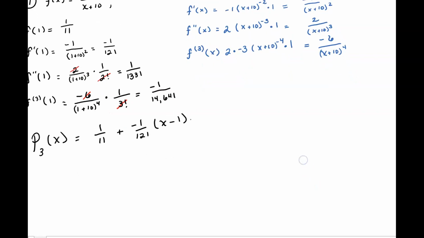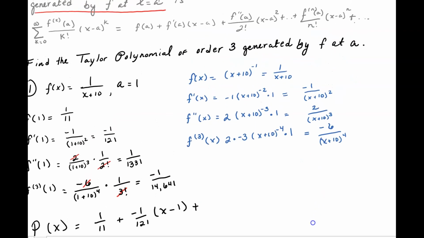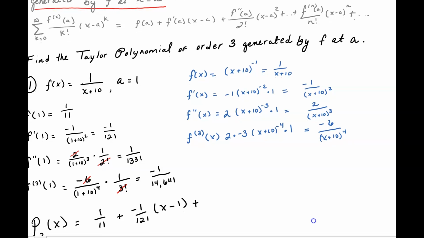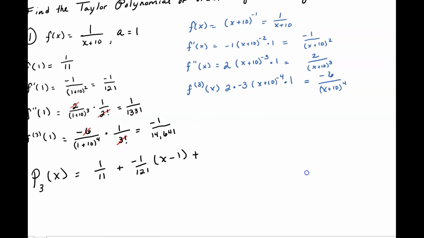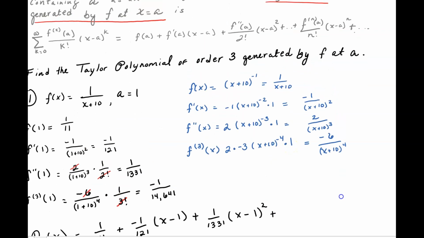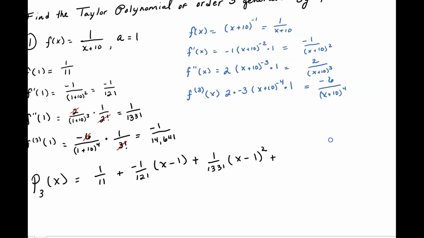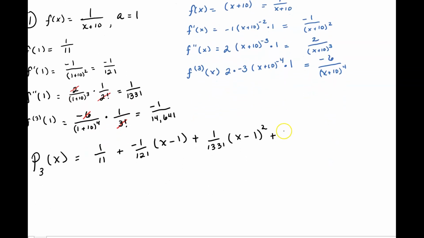And then we add f double prime of a over 2 factorial, which we've already figured out to be 1 out of 1331. That gets multiplied by x minus a to the second, so x minus 1 to the second power. Plus f triple prime of a divided by 3 factorial times x minus a cubed. That we figured out was negative 1 over 14,641 multiplied by x minus 1 to the third power.